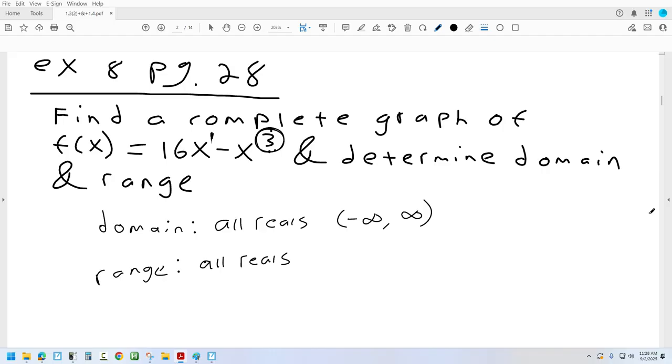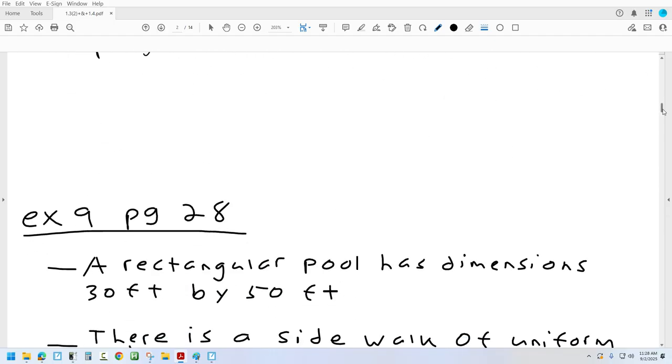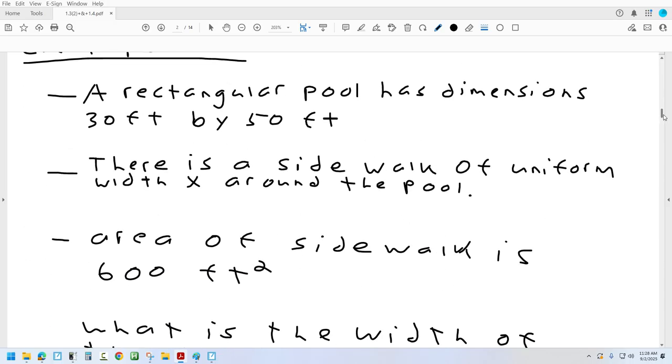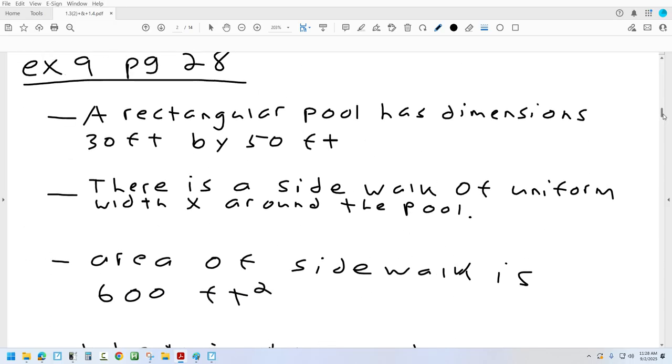All right, let's look at this problem. So it says we have a rectangular pool, and they give us the dimensions of it. It's 30 feet by 50 feet. There is a sidewalk around the pool, and the sidewalk is the same shape. It's a rectangular shaped sidewalk right around the pool. And the width of the sidewalk is the same. It's X feet wide all the way around.